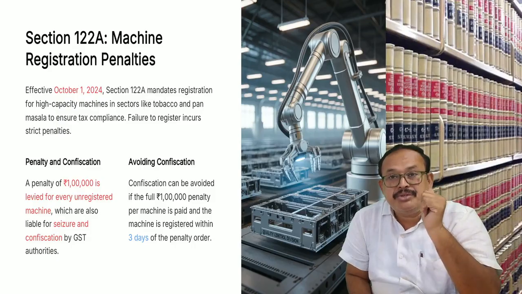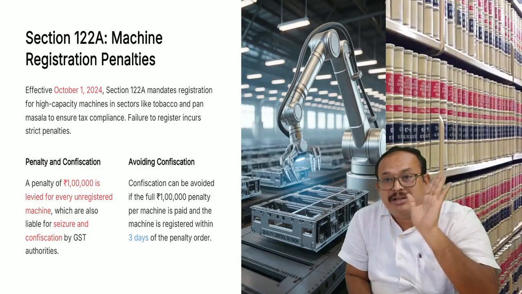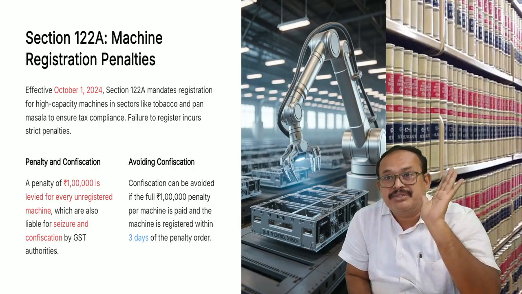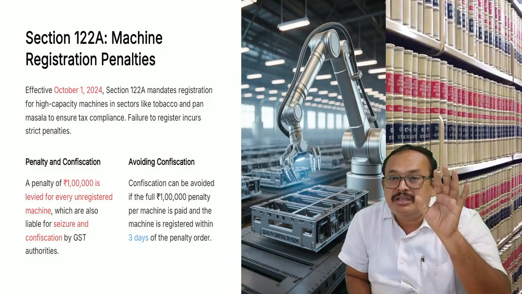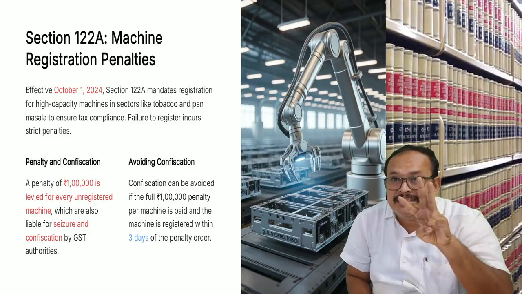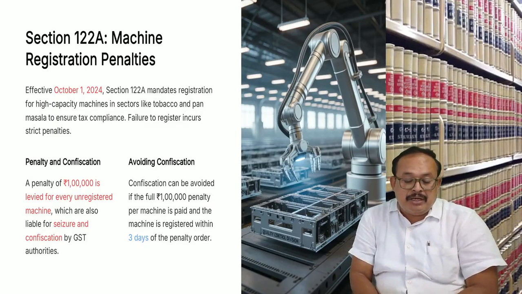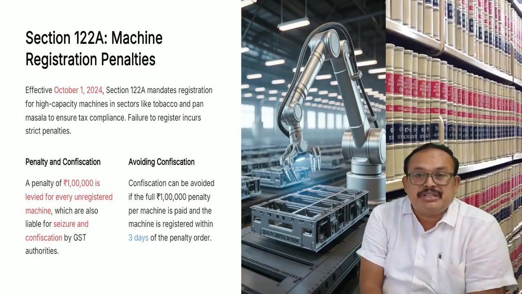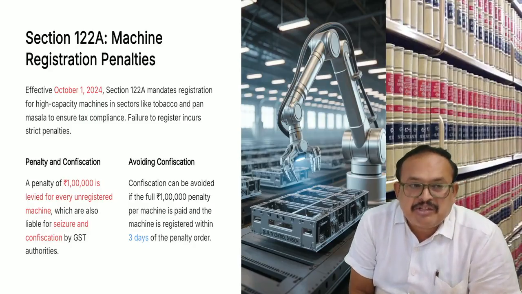To release the seizure, you have to pay the penalty within 3 days from the date of imposition. Per machine how much? 1 lakh penalty. That should be paid within 3 days. Otherwise, liable for seizure and confiscation. Heavy, severe consequences.